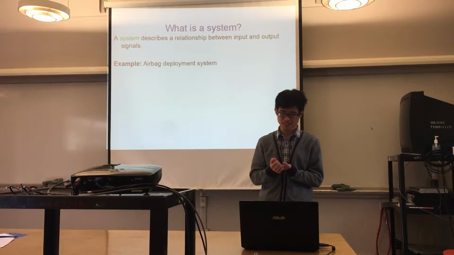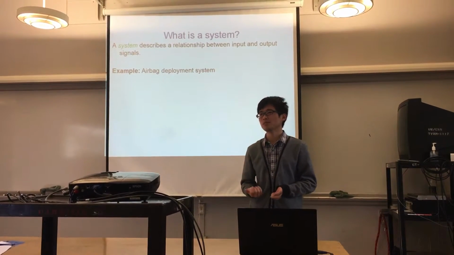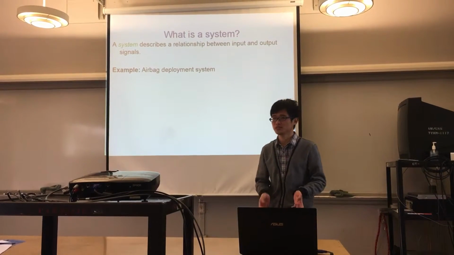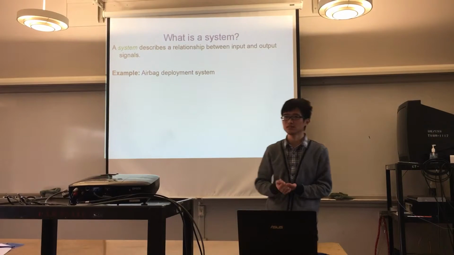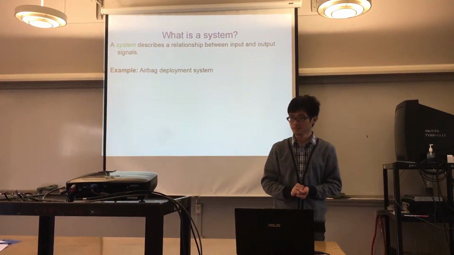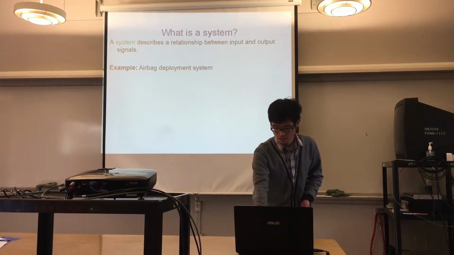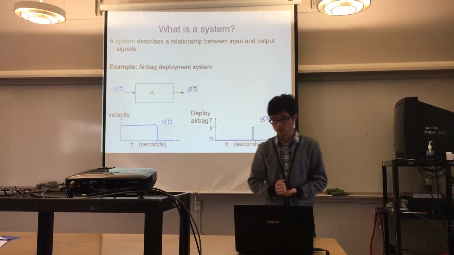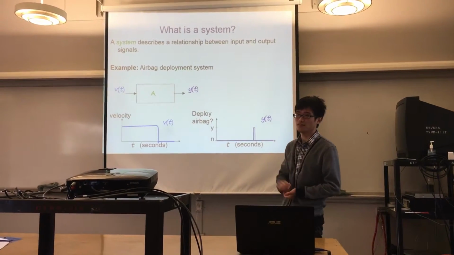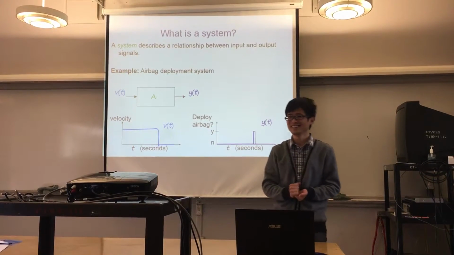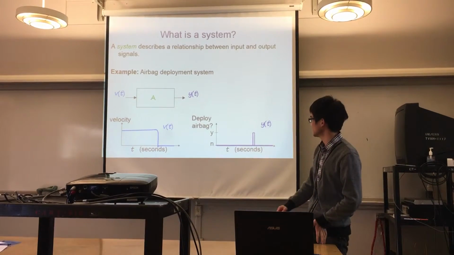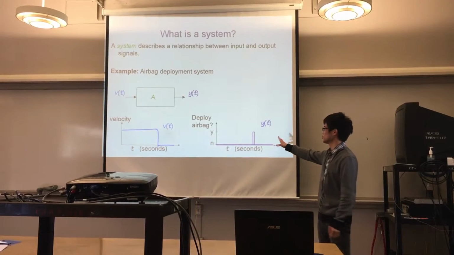So can anyone tell us what is the output signal of this airbag deployment system? I think it's a very simple question. Don't think about details. Blowing the airbag. Yeah, that's the correct answer. So the input signal is just the change of the velocity of the car. It's very simple, don't think it's a hard problem. So the output is whether to use the deployment of the airbag.